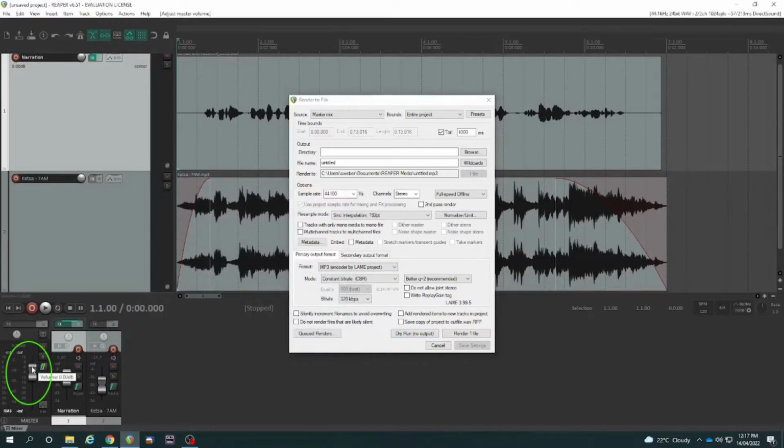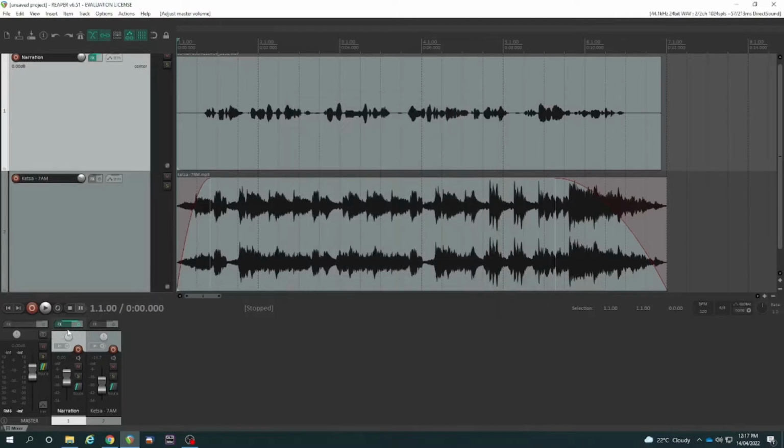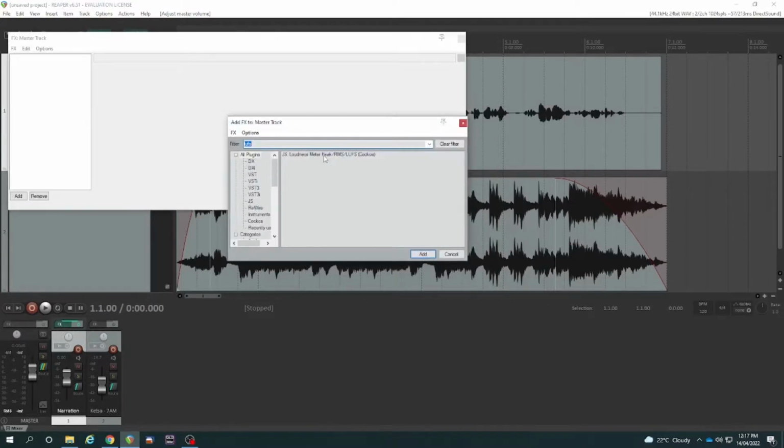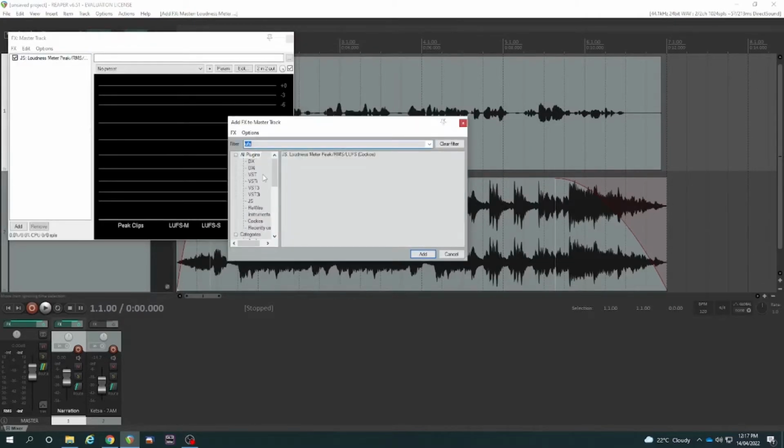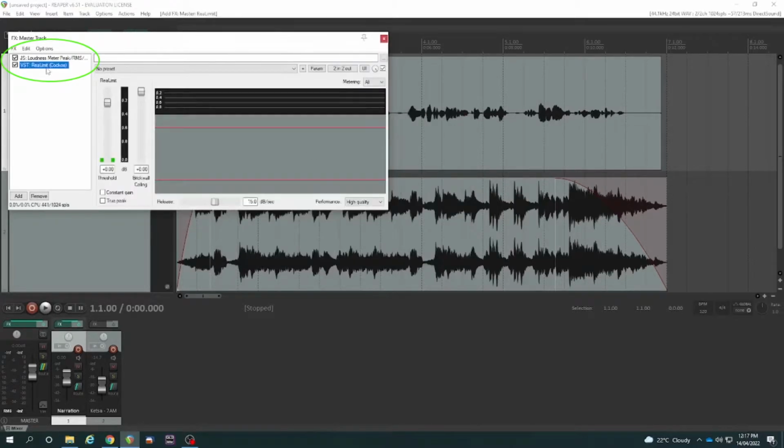Let's double click. It's best practice to keep your master at 0 decibels at unity gain and actually add a limiter. So let's go in here. You see there's a loudness meter, LUFS. I'm going to put that in there. And before that, I'm going to put in a limiter, the real limit. So just reorder those, so the limiter comes before the loudness meter.